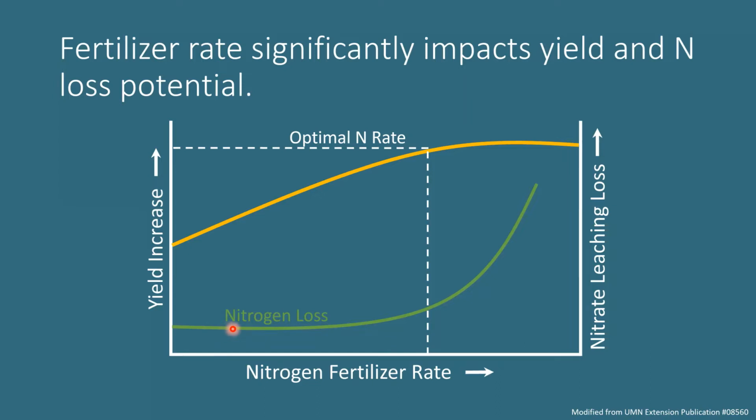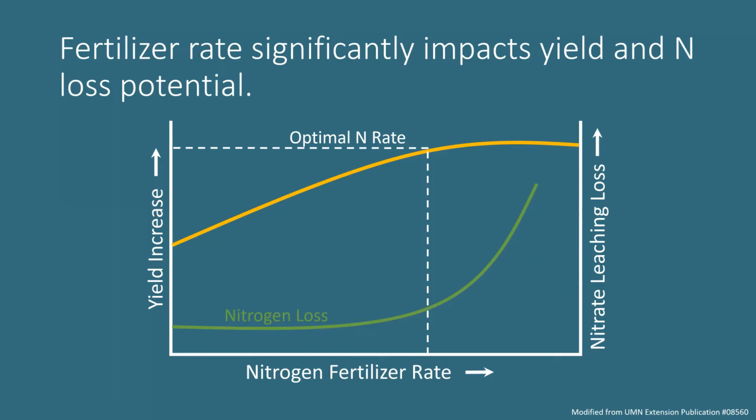At the same time, each additional unit of nitrogen fertilizer tends to have a similar impact on potential for nitrate leaching loss up until we get to that similar point where then it starts to increase significantly. And so the goal is to apply just enough nitrogen fertilizer to optimize our yields and minimize our environmental impact from fertilization.